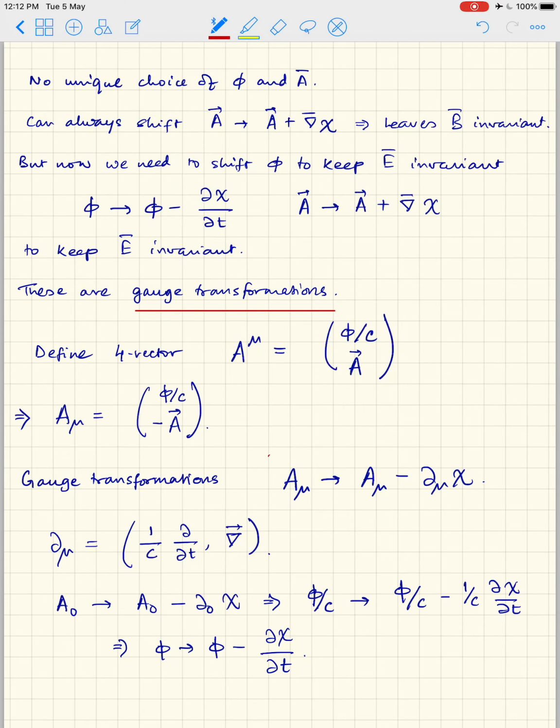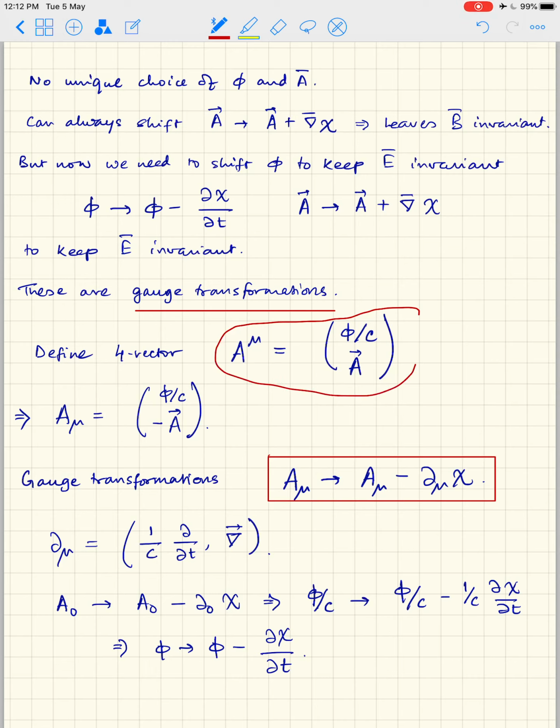So let me put a box in here. Right, so this is a nice form, okay? And you need to remember that this is the object that we are actually interested in. So this A mu has now been made into a 4 vector.